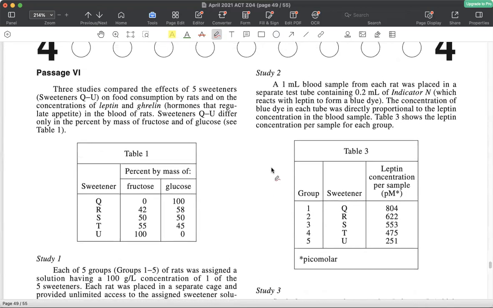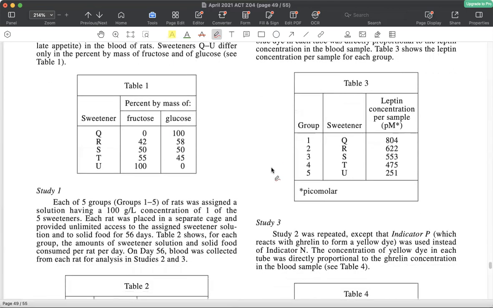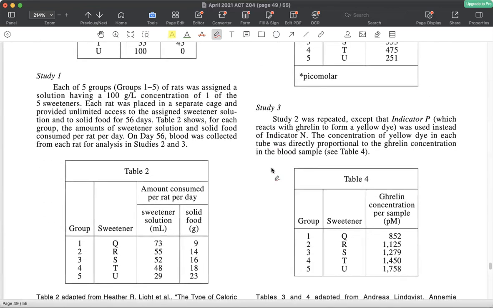In study 2, a 1 ml blood sample from each rat was placed in a separate test tube containing 0.2 ml of indicator N, which reacts with leptin to form a blue dye. The concentration of blue dye in each tube was directly proportional to the leptin concentration in the blood sample. Table 3 shows the leptin concentration per sample for each group. Study 2 was repeated except that indicator P, which reacts with ghrelin to form a yellow dye, was used instead of indicator N. The concentration of yellow dye in each tube was directly proportional to the ghrelin concentration.